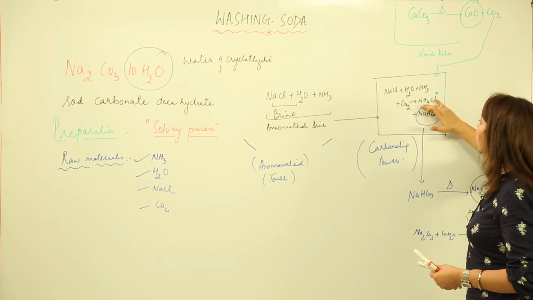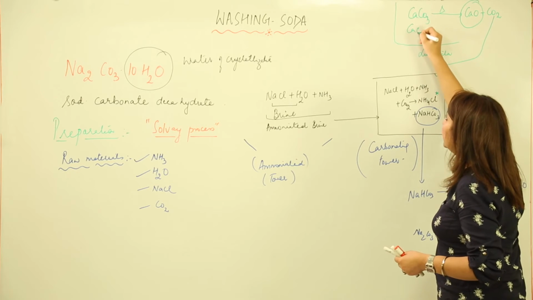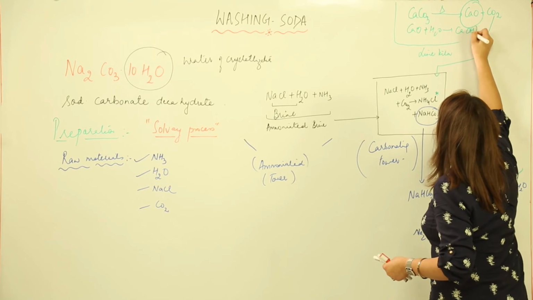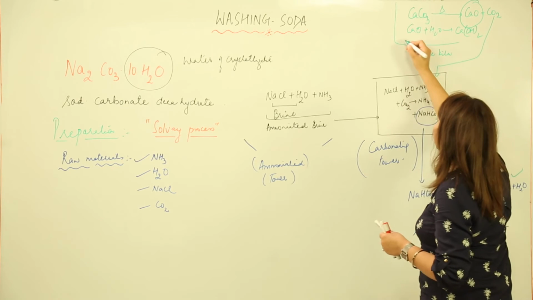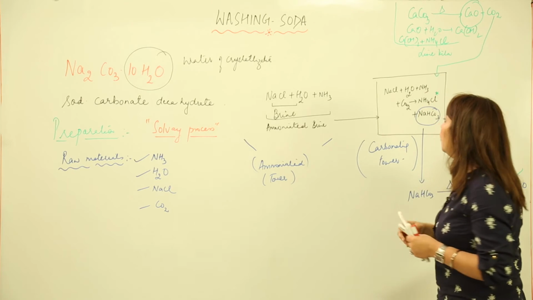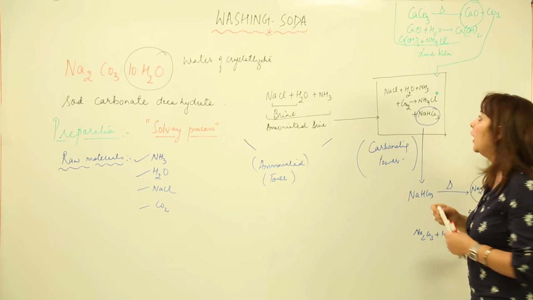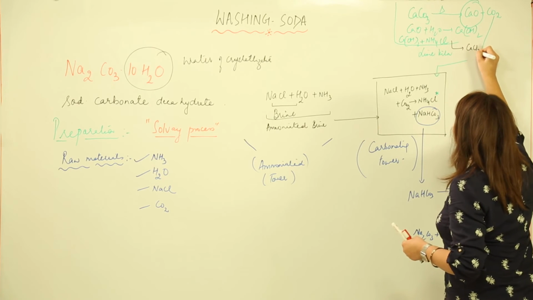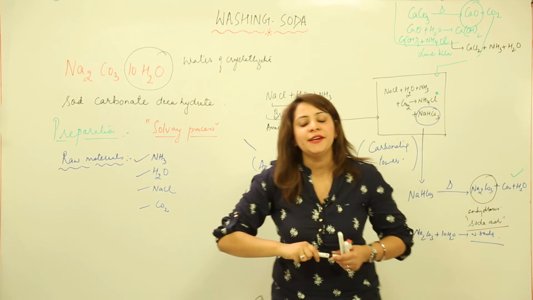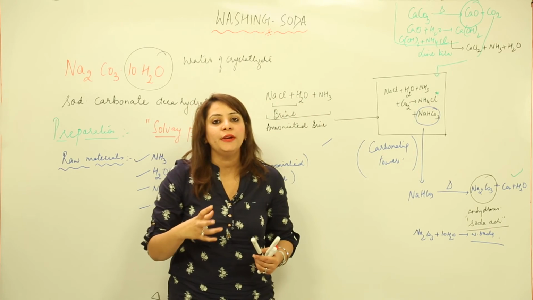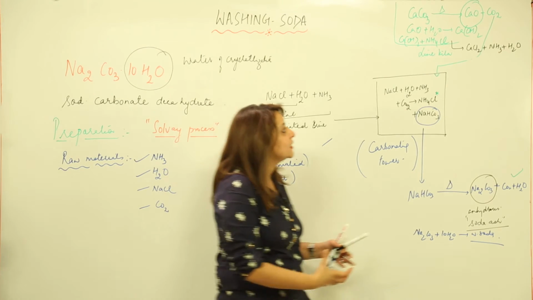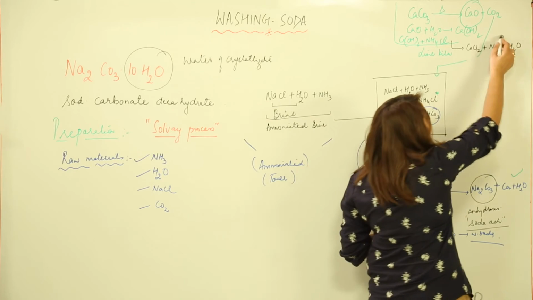So what happens? First of all, this calcium oxide reacts with water and forms slaked lime, that is calcium hydroxide. Then this calcium hydroxide reacts with the undesired side product, ammonium chloride, which was formed in the carbonating tower, to form calcium chloride, ammonia and water. So by looking at this reaction, what advantage do you see of the Solvay process? You can see that in the third reaction it has formed ammonia and water.